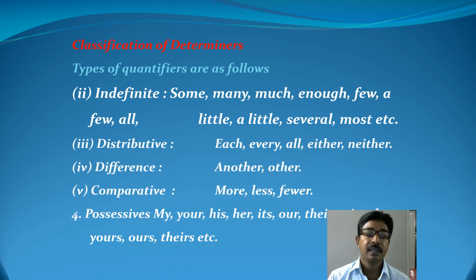Then distributive quantifiers. So now what are these distributive quantifiers? They are each, every, all, either, neither, etc. And quantifiers that show difference. They are another and other. And the quantifiers that show comparison, for example, more, less, fewer, etc.